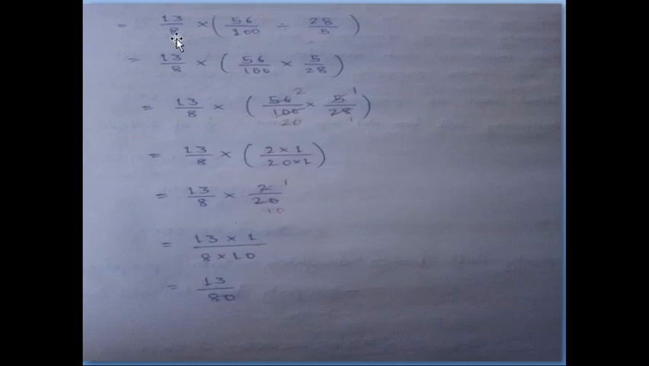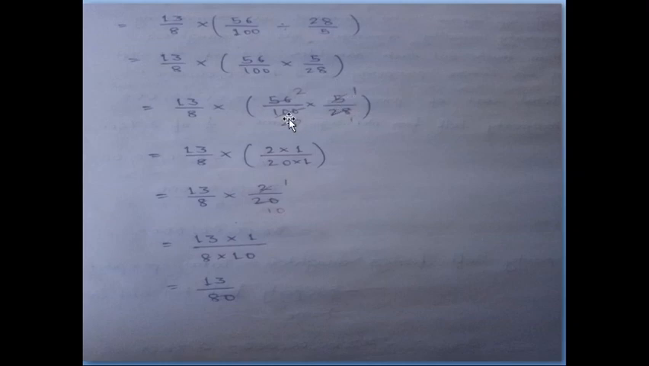Then 13 by 8 into 56 by 100 divided by 28 by 5. So there we did the cancellation. Then we got here 13 by 8 into 56 by 100 into 5 by 28. We can take the reciprocal of 28 by 5, because here we want the multiplication sign. So which is equal to 13 by 8 into 56 by 100 into 5 by 28. So here cancellation is possible.